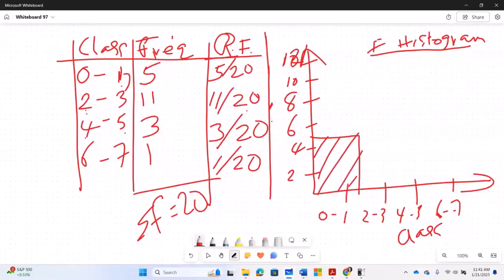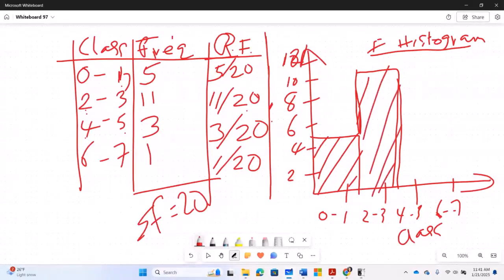The frequency of the second class is 11. That should be the tallest bar because that is the highest frequency. So this should start from here. Excuse my crooked line. So the bar is the tallest bar. All right. So the frequency of the third class is 3. So the bar should be somewhere from here. And the frequency of the fourth class is just 1.